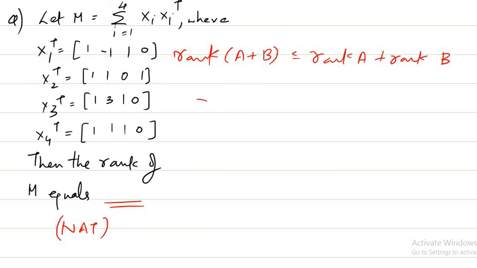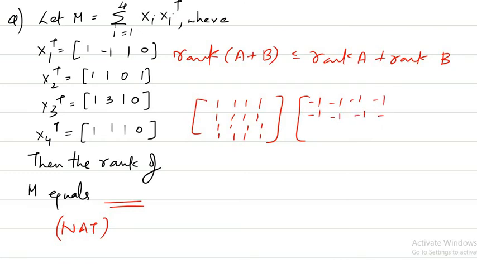Suppose you take a small matrix, a 4 by 4 matrix with all entries 1. This is suppose your A. And you take another matrix with all entries -1. Now you can see if I add these two matrices, I'm going to get the 0 matrix, completely 0. What is the rank of this matrix?